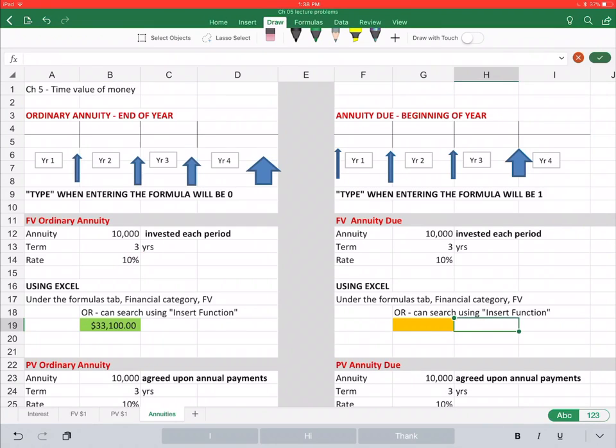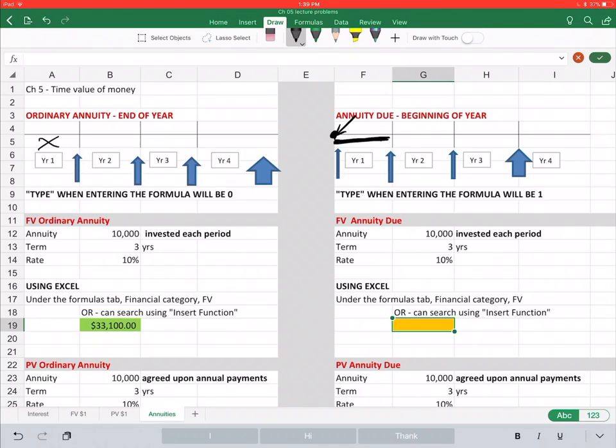Now, let's think about this in terms of an ordinary annuity or annuity due, right? If the individual is making the first payment on day 1 of year 1, that's when the first payment is being put into the investment account. We can think to ourselves that this individual would have 1 full year of a return that they did not get with an ordinary annuity.